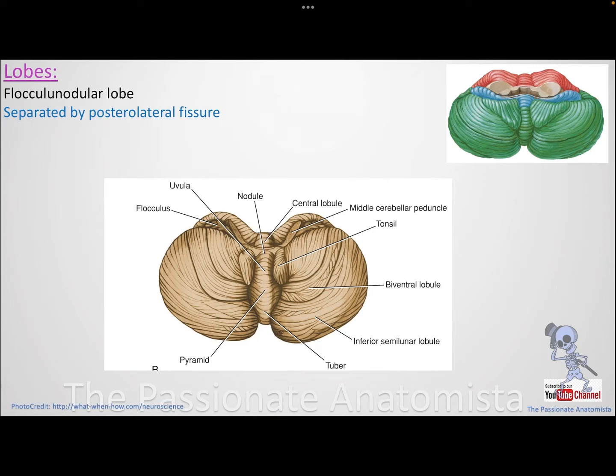Now, what about the third one, which is an important one? It's what we call the posterolateral fissure. If you trace this area here, there is a fissure that is posterior and lateral. The posterolateral fissure separates your flocculonodular loop, and we're going to talk about that as we proceed. So in order to have a distinctive flocculonodular loop, we have the posterolateral fissure here. We also have two other fissures, but I don't want to talk about them because that is not going to give me a major part of the cerebellum.